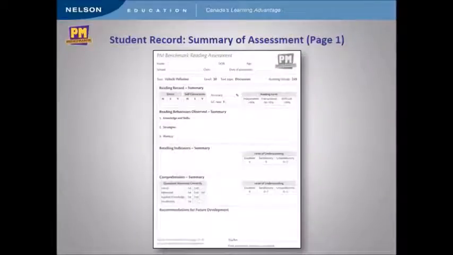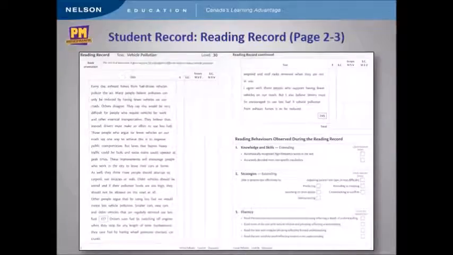Page 1 of the student record form is the summary of the assessment. This is where you'll compile together all of the data that you collect as the student reads the text, as they retell, and as they answer the comprehension questions. The first page is inside pages 2 and 3. This is really where you're going to take the reading record. So as the child is sitting next to you and reading, this is where you're going to be coding the behaviors. What is the child actually doing? And then on page 3 at the bottom, this is where you're making some notations about what you've observed while the student was doing that reading.